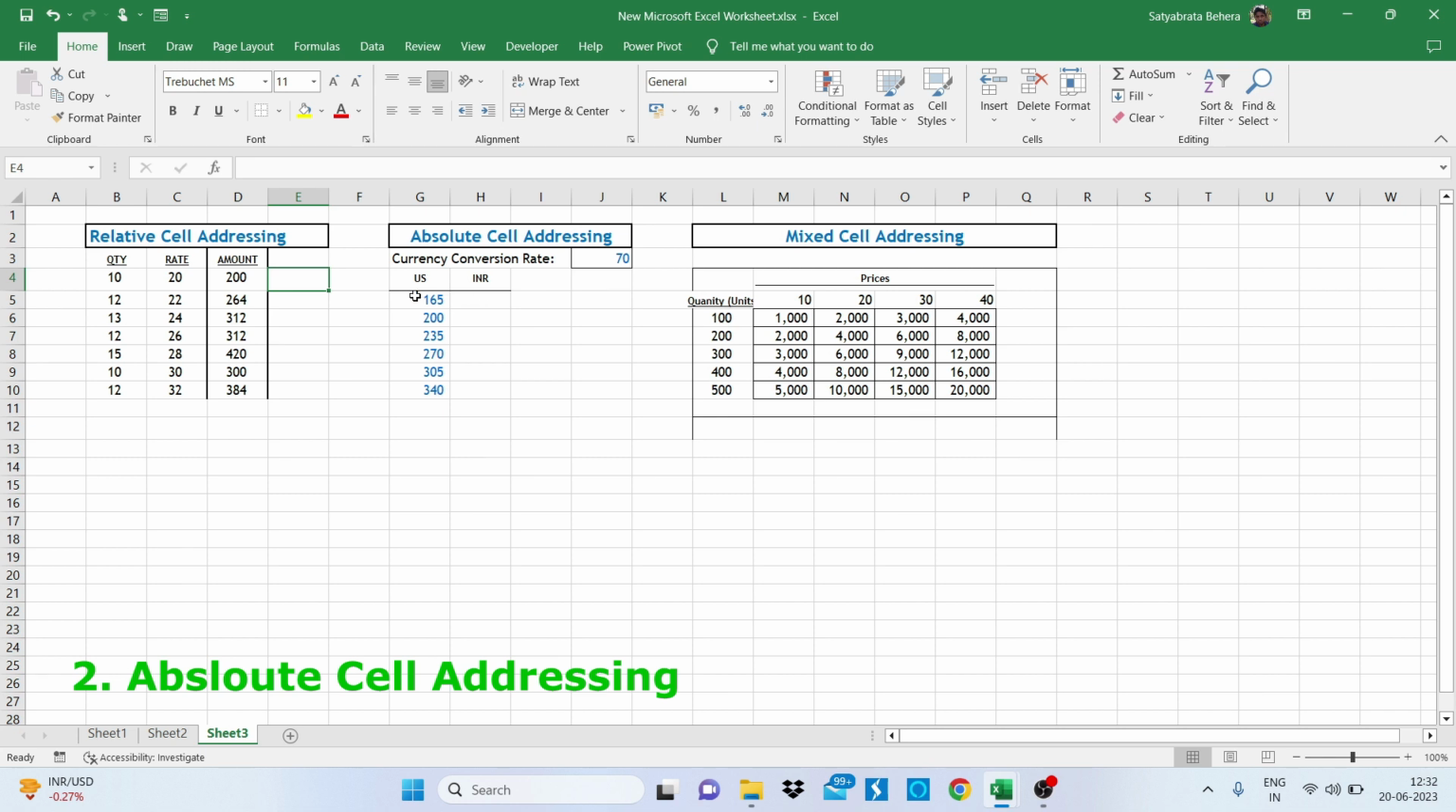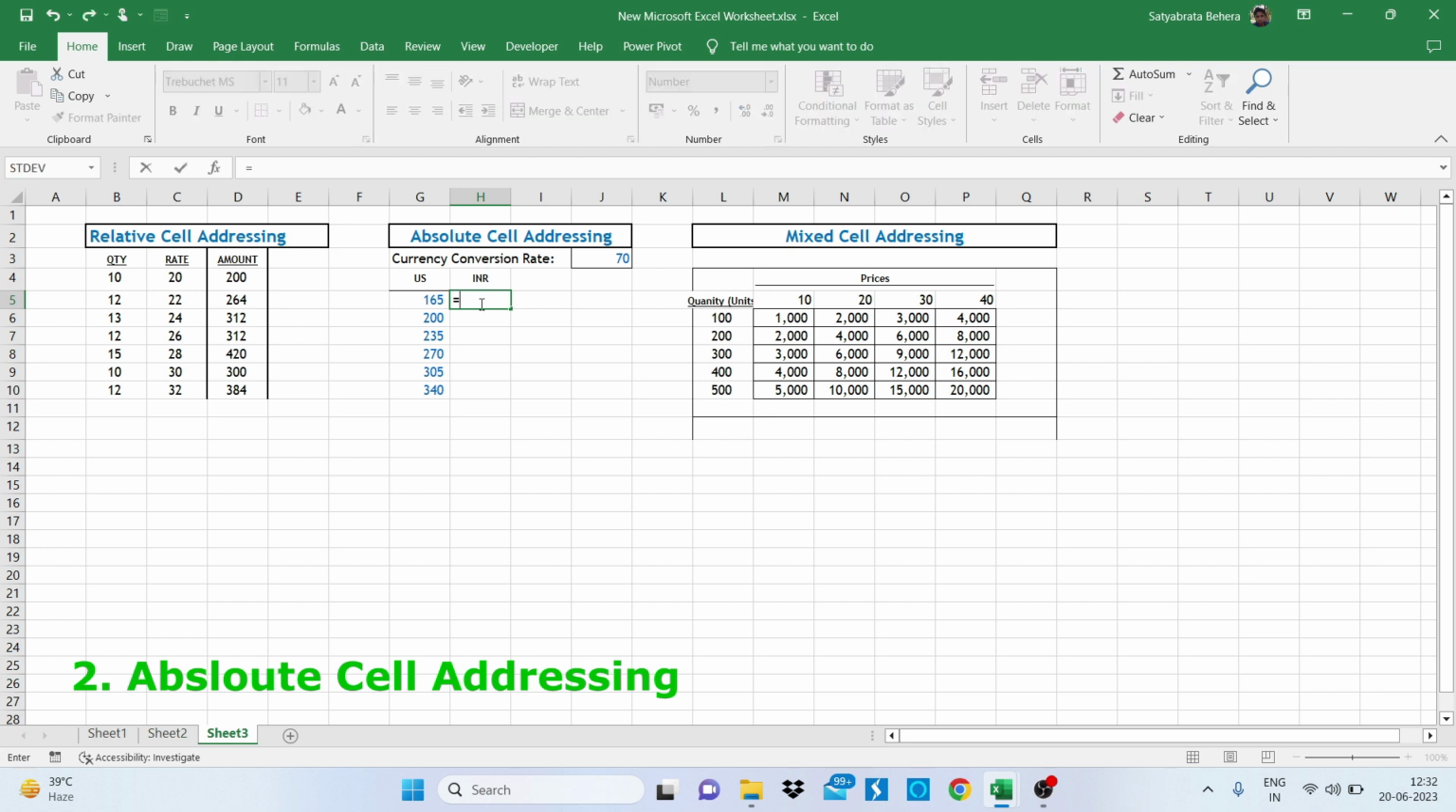Suppose we want to convert the dollar currency to our Indian currency, and suppose the currency conversion rate is 70. So here for all the different dollar amounts mentioned in column G, the currency conversion will be constant for all of them. It will be 70, that is mentioned in cell J3. So here we will use absolute cell addressing for the currency conversion.